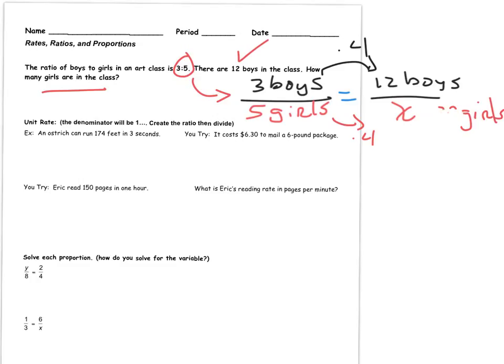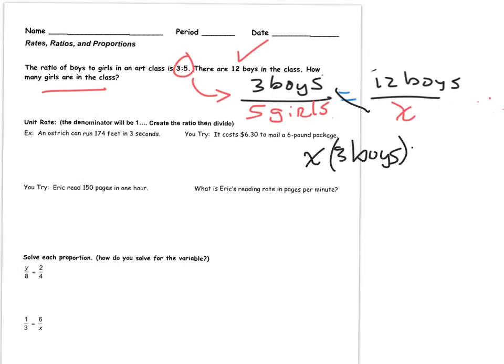There are other methods. Another method we could use would be cross multiplication. When you do cross multiplication, you simply do this. You're going to do 3 boys times x, so we can write that as x times 3 boys, equals, and then we do the other way, 5 girls times 12 boys. So 5 times 12 is going to be 60. And I'm going to abbreviate. I'm going to write BG for boys, girls, because I'm going to run out of room.